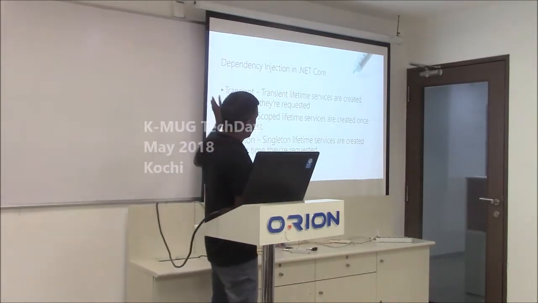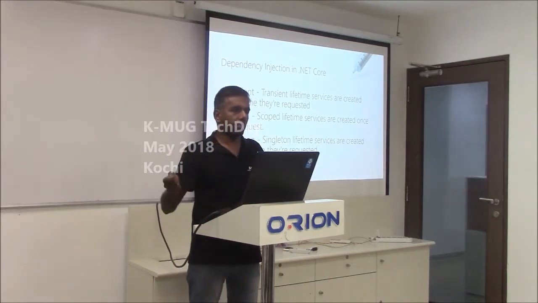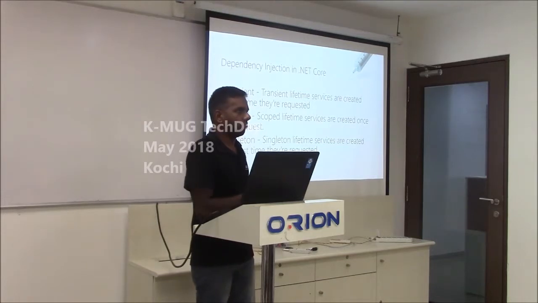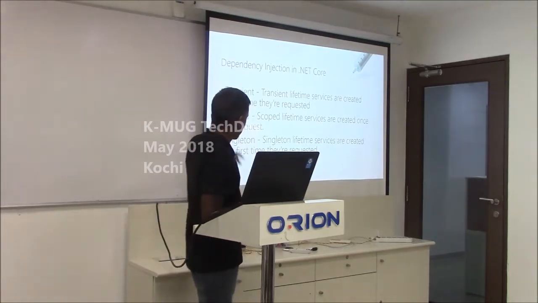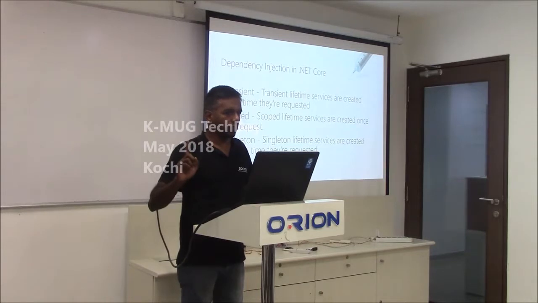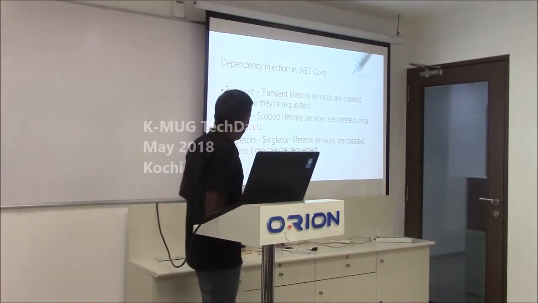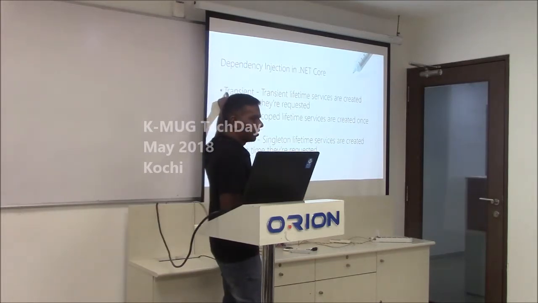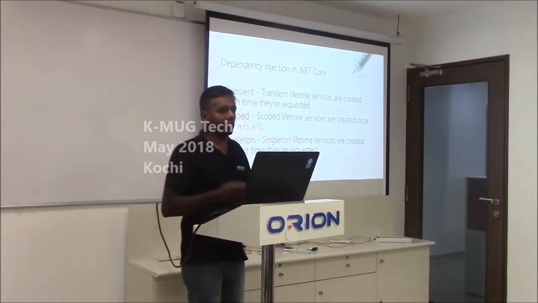So these are the three types of lifetime. That means if you are injecting a dependency into the HTTP pipeline or app, it can support three types of object creation. Singleton means it will get only one object for the full application. Scoped means created once per request, and transient lifetime services are created each time they are requested. It is recommended for small stateless services.